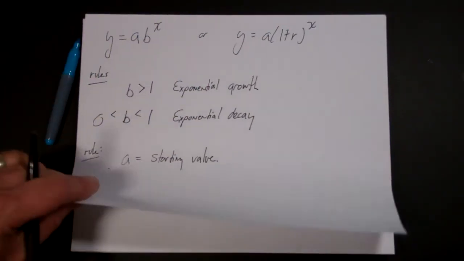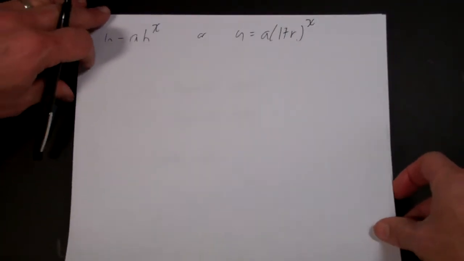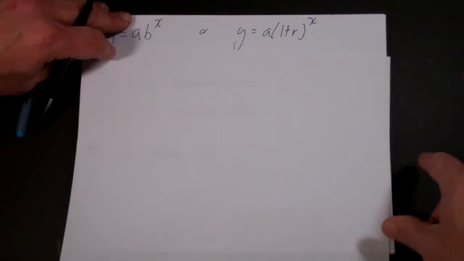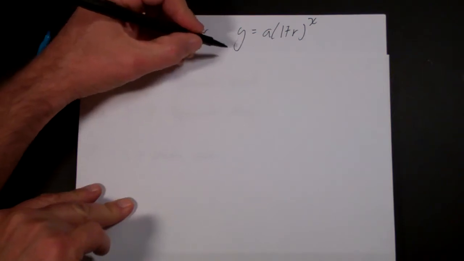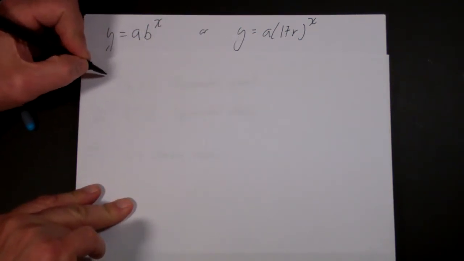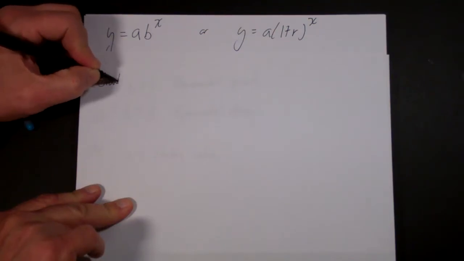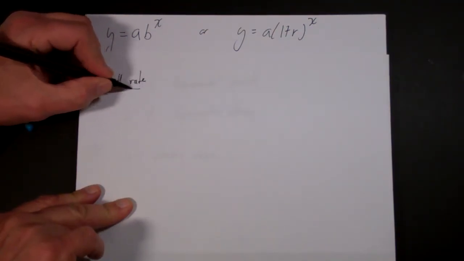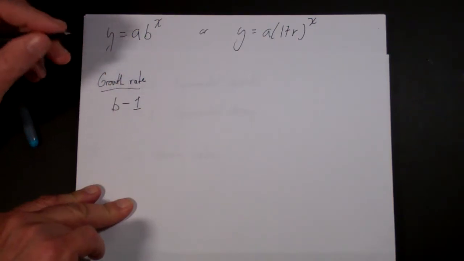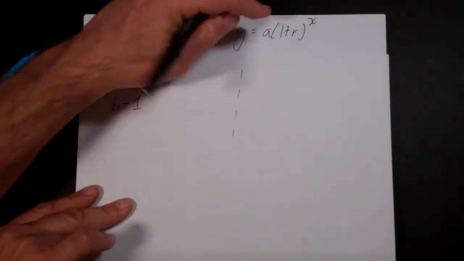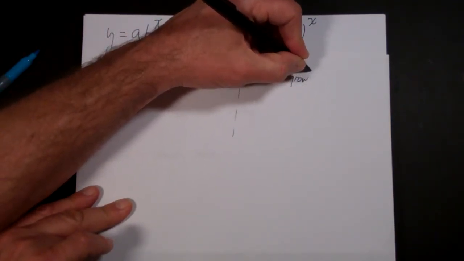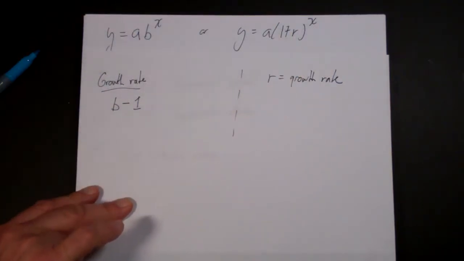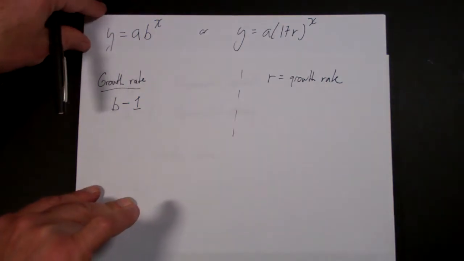Now the growth rate is a little bit trickier, and you can call it a growth rate or a decay rate, depending on whether it goes up or down. The way you find the growth rate, it's actually easier now to start with this one, but you can work with this one as well. Here, the growth rate is defined as b minus 1. In this one here, a(1 plus r) to the x, the growth rate is simply r. And I actually like working with this form a little bit better, so let's work with that form. In each one of these, let's do it in turn.